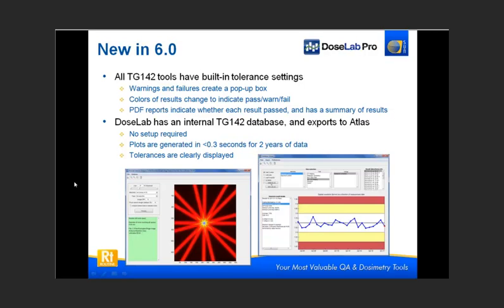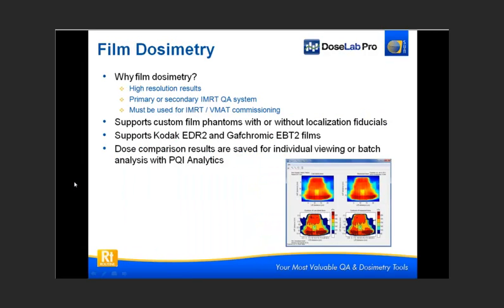DoseLab also has a new internal TG142 database. You can see a graph of this in the lower right. It also features full exports to Sun Nuclear's Atlas database. The DoseLab internal database is designed to do one thing very well, very quickly, and that's display trends. And you'll see how easy this is to use in actual clinical use. It also shows tolerances and baselines. So all of that was the DoseLab TG142 package.